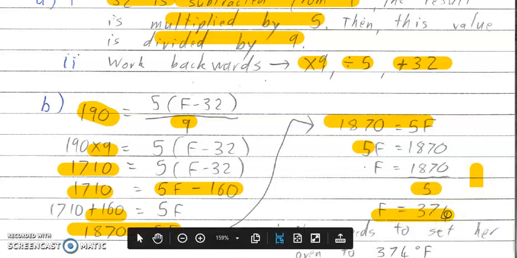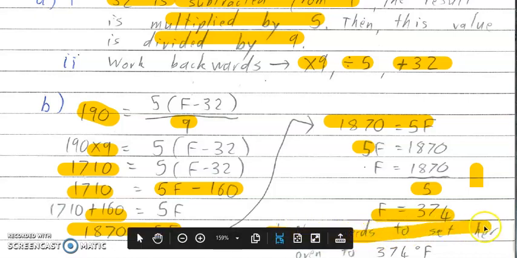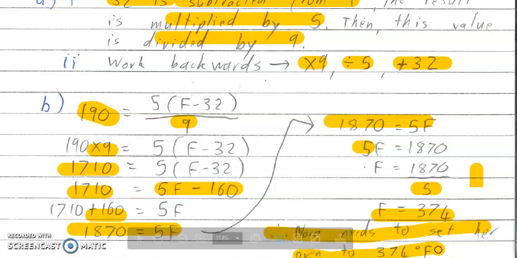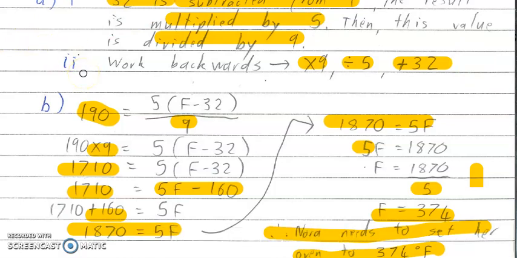Don't forget though, as this is a worded question, we need a worded answer. So include a statement like this or something similar that says, therefore, Nora needs to set her oven to 374 degrees Fahrenheit. And there we go, guys. You've just learned what to do if you ever find yourself in the United States with an oven that's only in degrees Fahrenheit. So that's the end of the examples for this lesson.